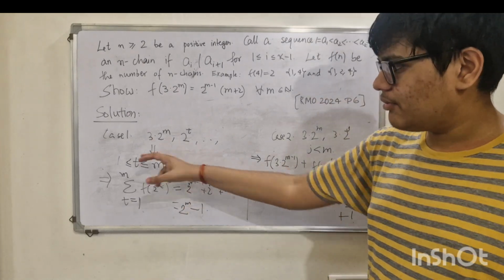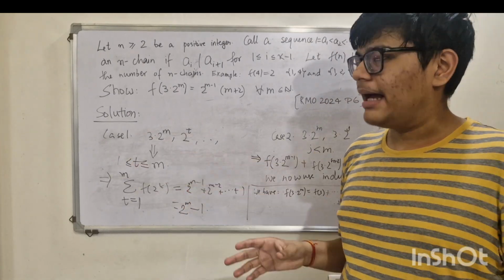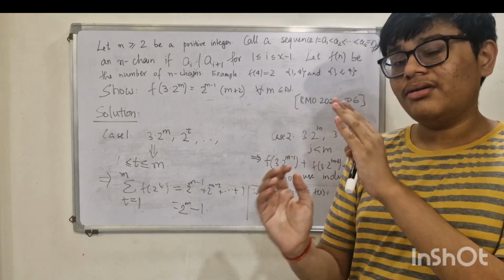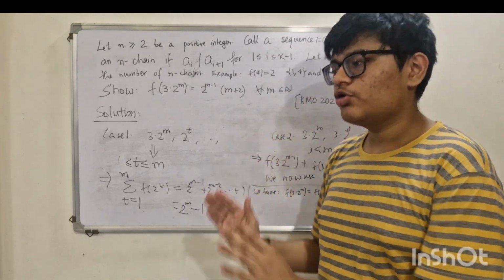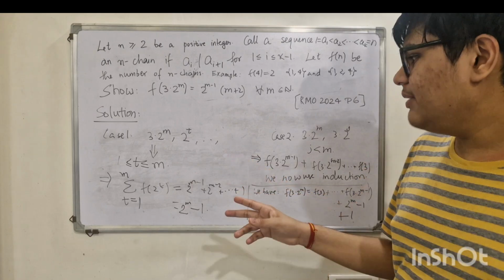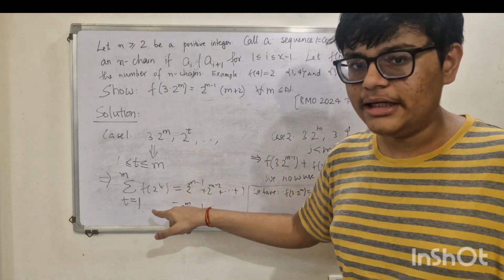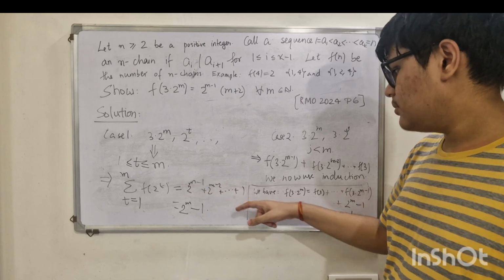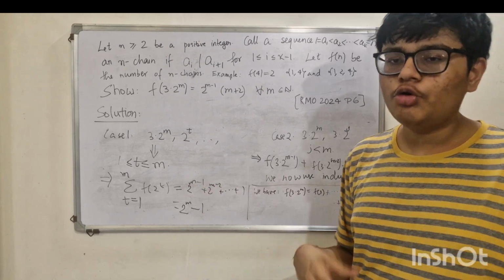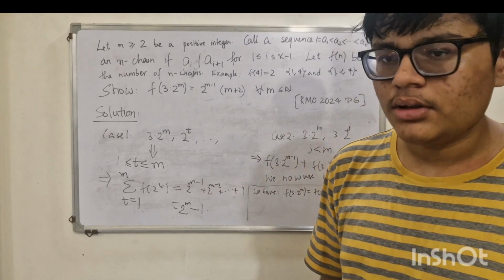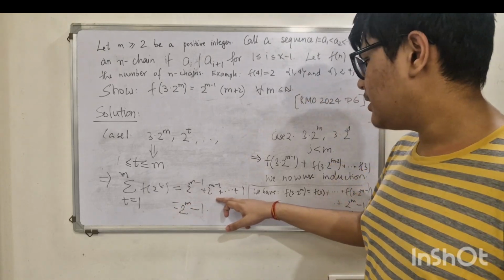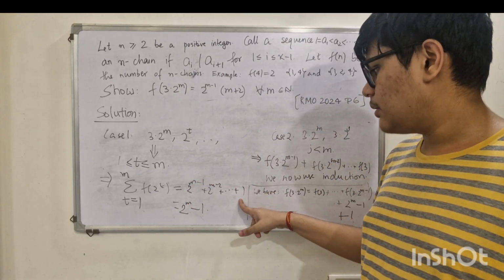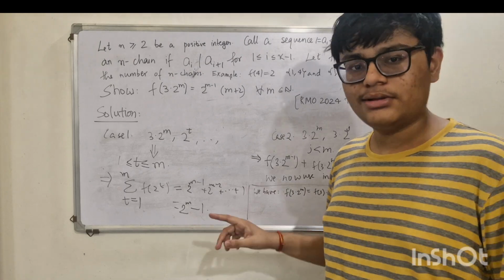So t can vary from 1 to n, and notice that after we have 2^t, then we can fill the terms according to the divisors of 2^t. So that is a 2^t chain. So we include the number of 2^t chains, right? And then accordingly you can just take the sum. Since we know that f of 2^t is 2^(t-1), this sum just becomes the summation of 2^(t-1) from 1 to n, and this is a GP, right?